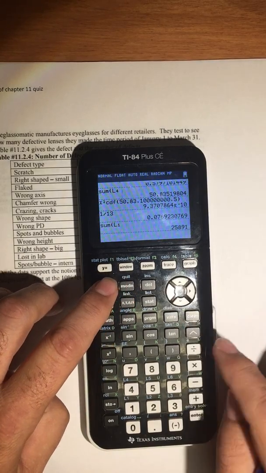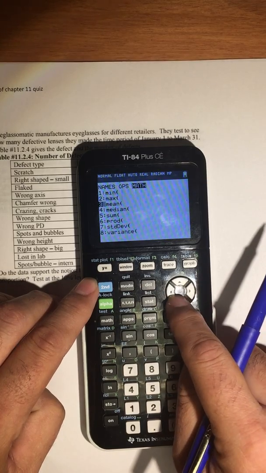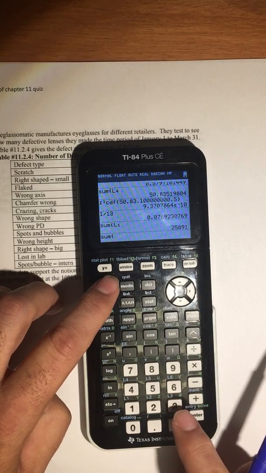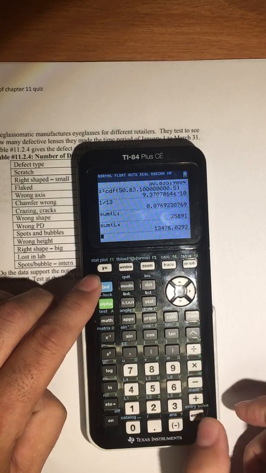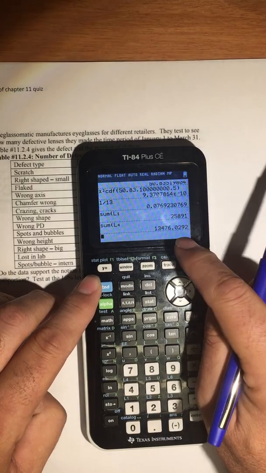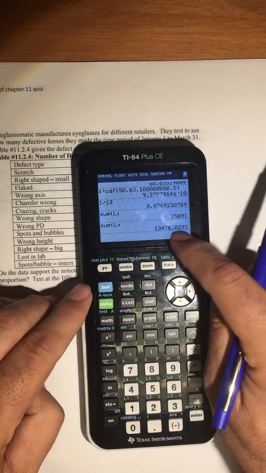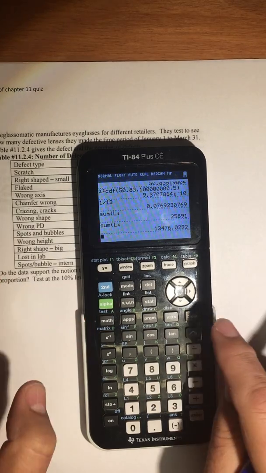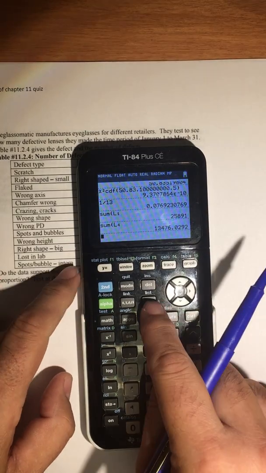So then we're going to go list, math, sum. We're going to sum up, what was that in list 4? Turns out to be a huge number. I don't even need to run the chi-square test on that because that's obviously going to be 0. But that is so big, I'm worried I made a mistake.